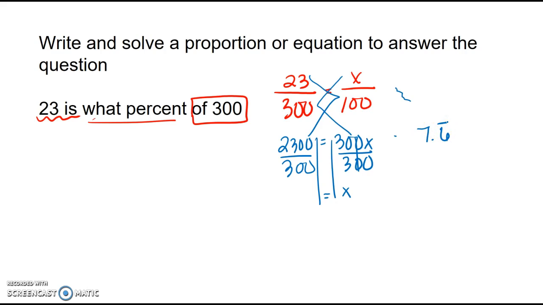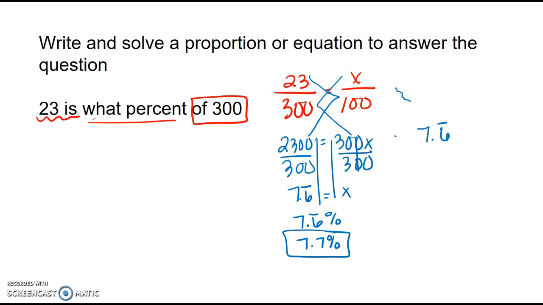But since I need this to be a percentage, 7.6 repeating is not labeled, so we need to make sure we put 7.6 repeating percent. If you were to round, 7.7% would be it. When you're given questions on your test, you're going to have numbers that actually go in nice and even. So you won't really have to worry about decimals or rounding unless you see directions that say so.